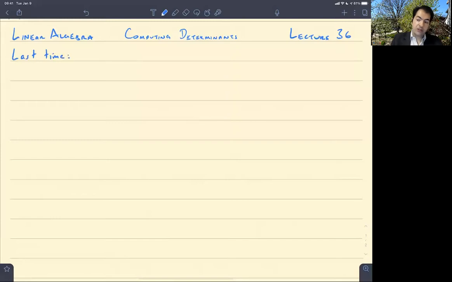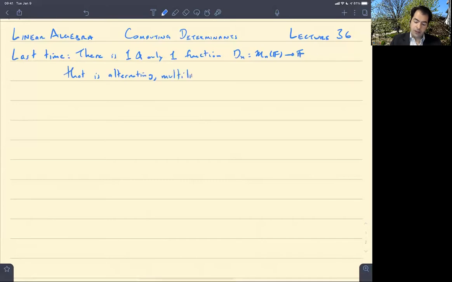Last time, we talked about existence and uniqueness of determinants. What we showed is that there is one and only one function, Dn, from matrices of size n by n with entries in a field, valued in the field, that is alternating, multilinear, and normalized so that its value on the identity matrix is equal to 1.